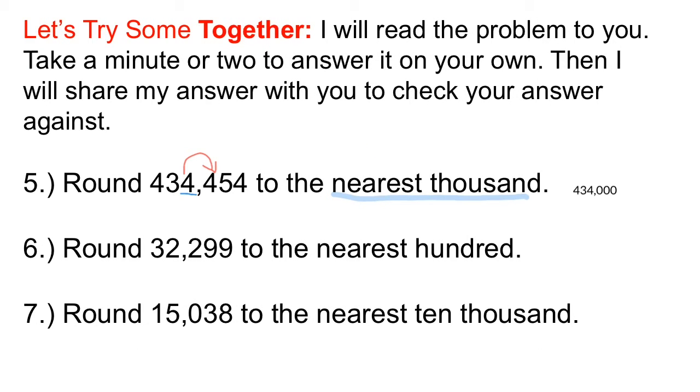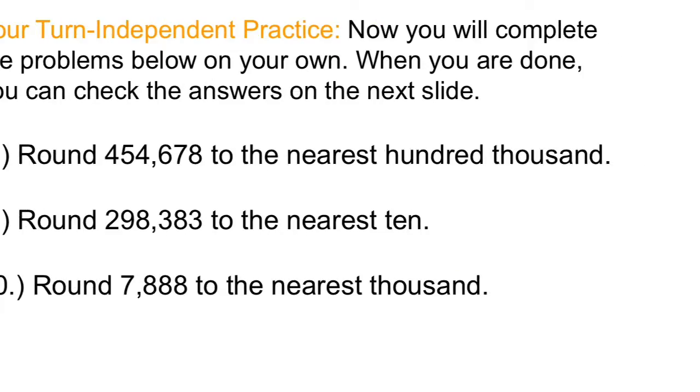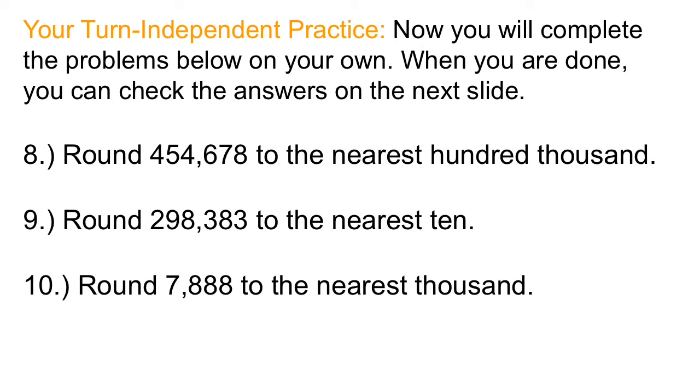Let's take a look at number 6. You have to round 32,299 to the nearest 100. Go ahead and write that number down, and I will give you a few seconds to write down your new rounded number.